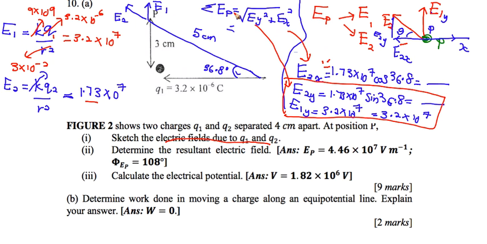And you can use the equation here, so you can find the value of the resultant E at the point P. The answer is 4.46 exponent 7. And for the angle here, you can use the equation tangent theta is equal to Ey divided by Ex. So we need Ey and Ex. You can find the theta here, and this is the answer, 108 degrees, right?